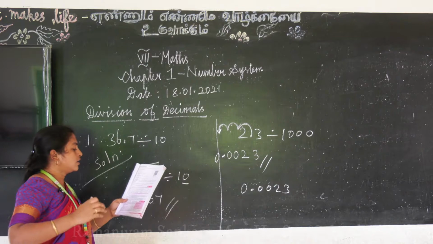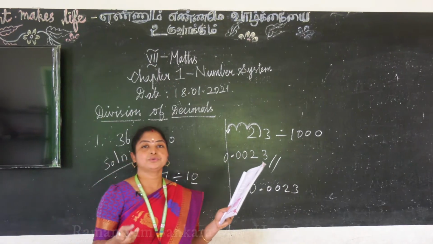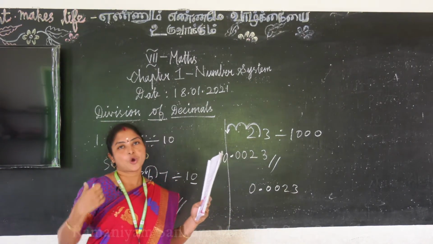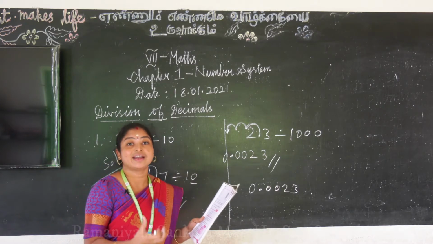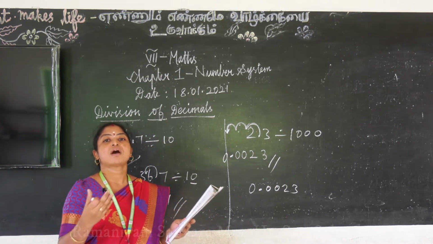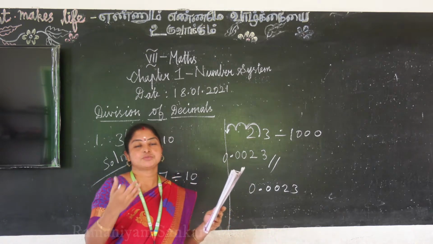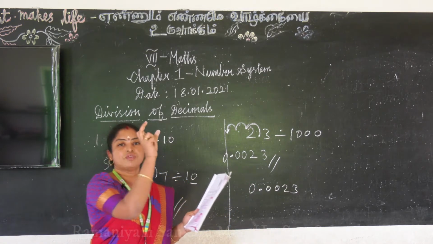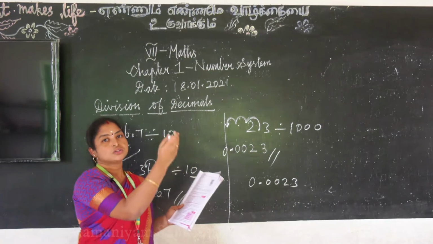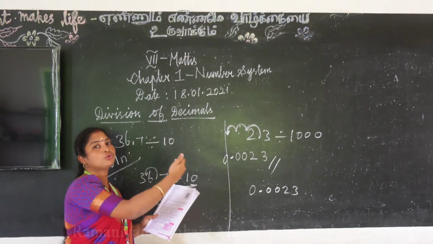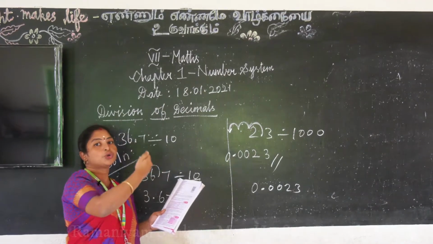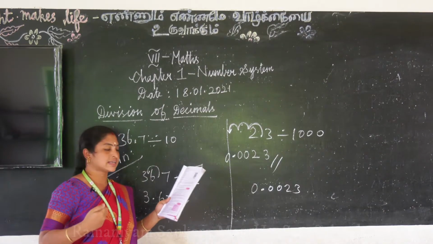So now you know how to divide a decimal number by a whole number, and how to divide a decimal number by powers of 10. If they give powers of 10, which means 10, 100, 1000, we have to count the zeros. According to the zeros, we have to move the decimal point towards the left side.